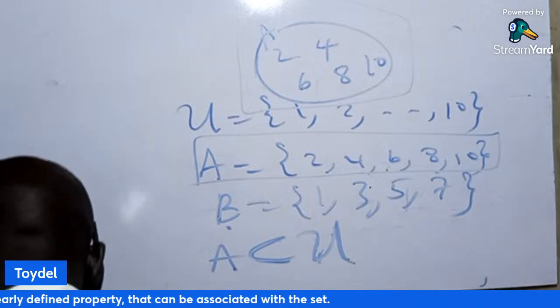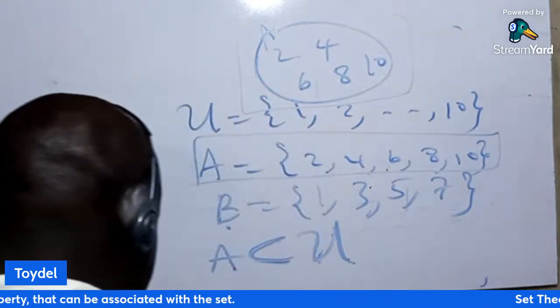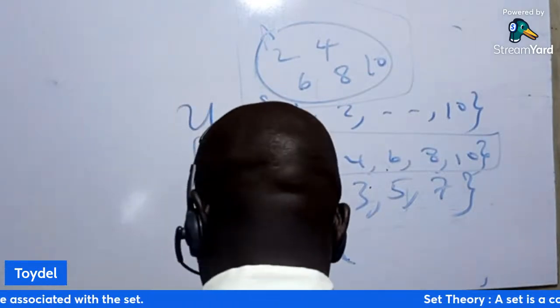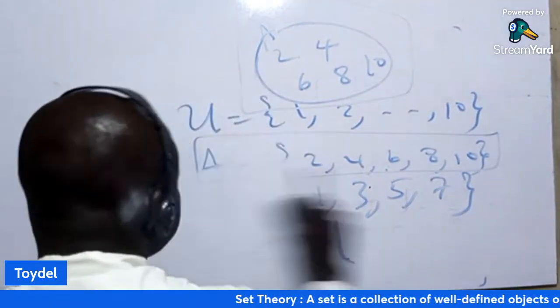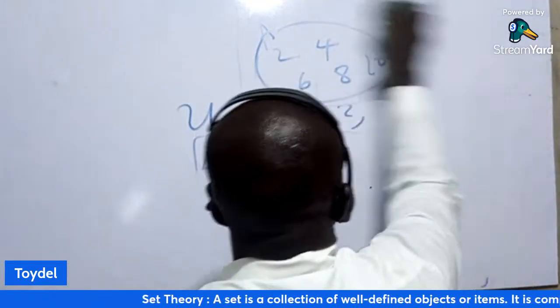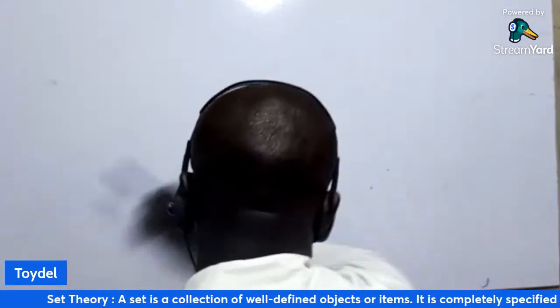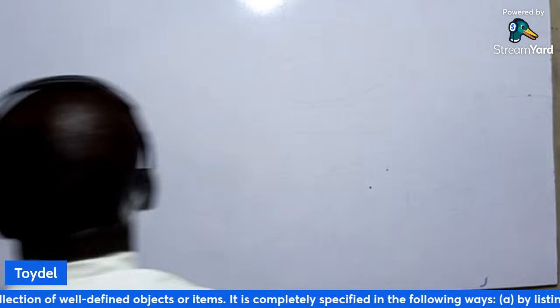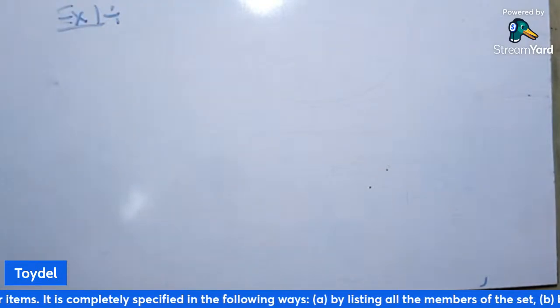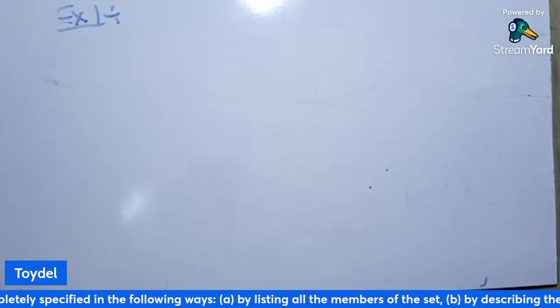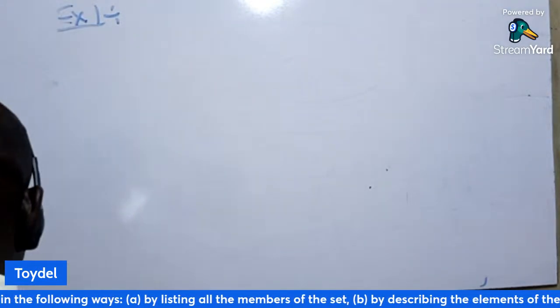Then there are some other concepts that we need to talk about under set. As we proceed, we'll make reference to some of the concepts that we have not discussed. So that's just a simple introduction to sets. So let's give an example, just to buttress our point. Example one.